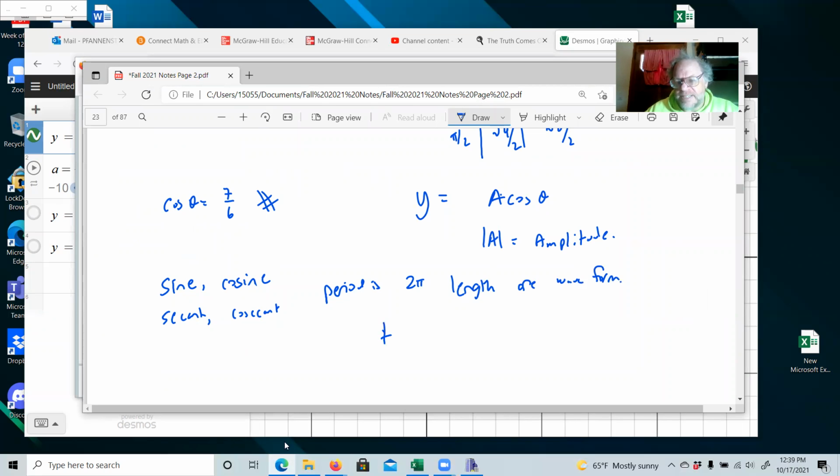When we get to tangent and cotangent, they're a little different. They only have a period of pi, so it's half the size. Sine and cosine both have a period of 2 pi. When we get to do a problem with that, I'll show you a simpler way of doing this.